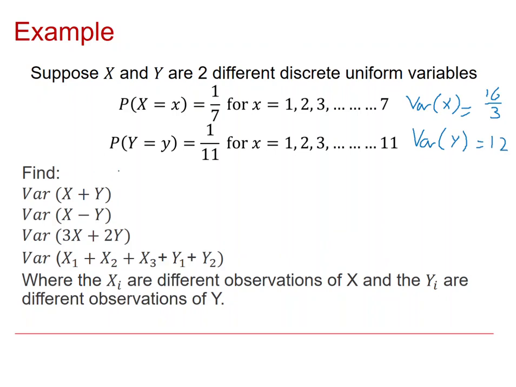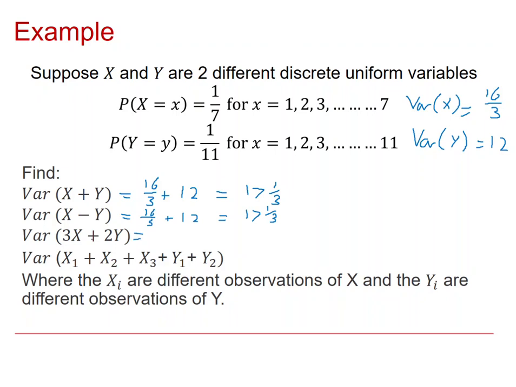So now when we calculate the variance of x plus y, we're going to get 16 over 3 plus 12. That gives us 17 and 1/3, or 17.3 recurring. And the answer for the variance of x minus y is going to be the same, because you never subtract variances, you always add them together. This is going to give me the same answer again.